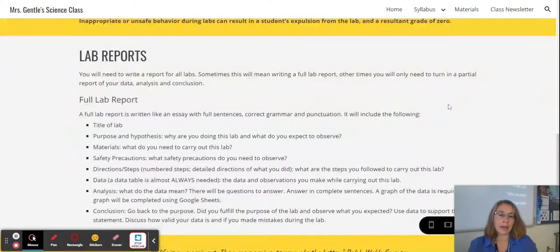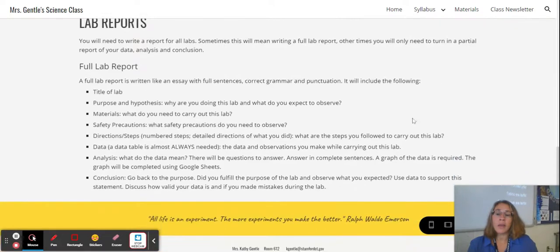When we write a full lab report, which we don't do very often because they are very intensive, it will include all of these topics. Most of the time, the lab report actually is just the end: collecting the data during lab, analyzing it, making a graph possibly, answering questions, and then coming to a conclusion. Typically, that's what students will have to do.